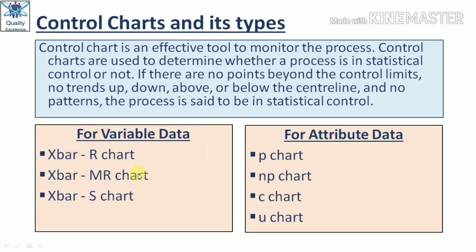There are two types of data, variable data and attribute data, and there are different charts related to that data. I have already posted a video on X bar R chart. I'll give a link over here in iCard, so you can redirect yourself and you can watch that video if you want. These are all different types of charts related to variable data, and these are related to attribute data.